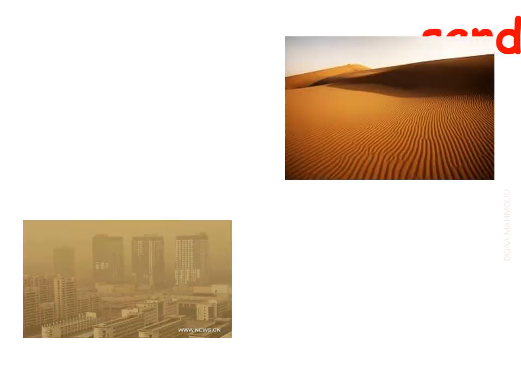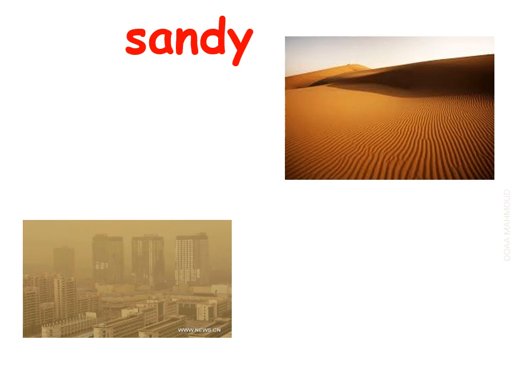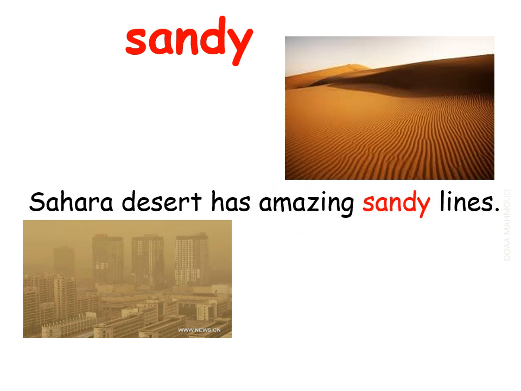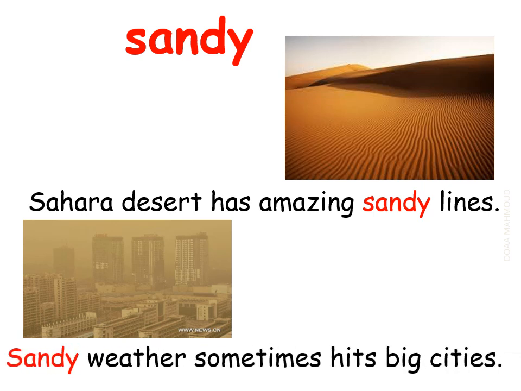The first word we have is sandy. Look at the pictures right here. Sandy, for example. Sahara Desert has amazing sandy lines. Sandy weather sometimes hits big cities.